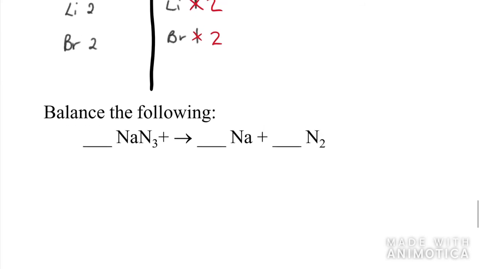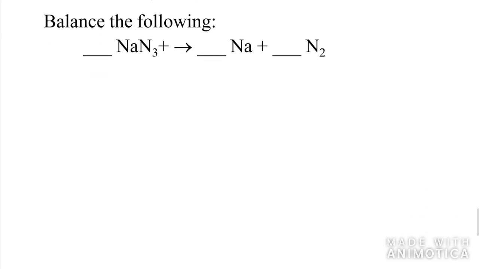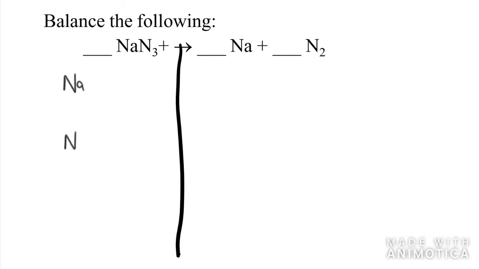Let's try a different one. First thing we do, draw our line. This one's a little different. It's trying to throw you off because it has one thing that's splitting into 2 things. So metals first, Na, and then our nonmetal nitrogen. As you can see, nitrogen is one of our diatomics, which is why it's found as N2 over here.